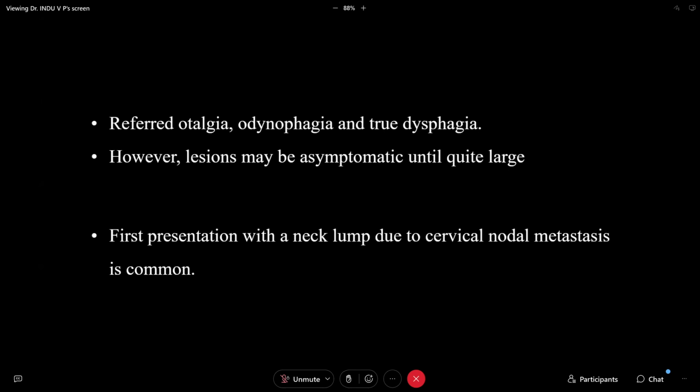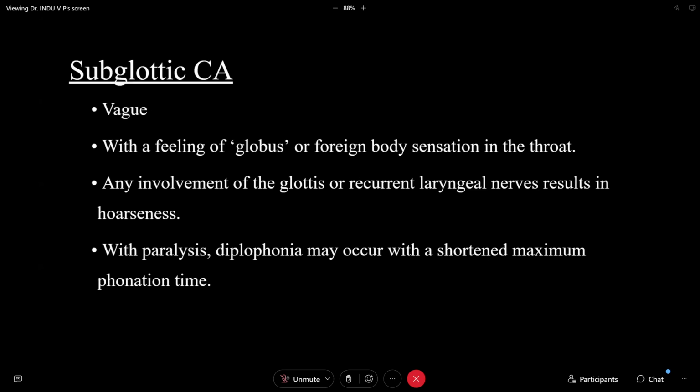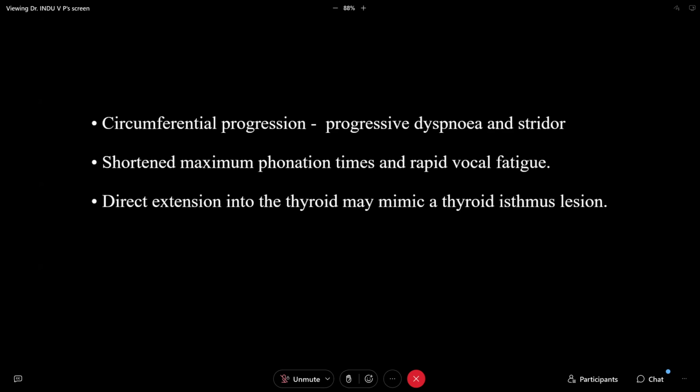And supraglottic cancer can very well present as a neck lump, and during the evaluation, we may end up finding a supraglottic lesion. Subglottic carcinoma, the clinical features, the symptoms will be vague, just like a feeling of globus or foreign body sensation. It can even present with progressive dyspnea and stridor, with rapid vocal fatigue.